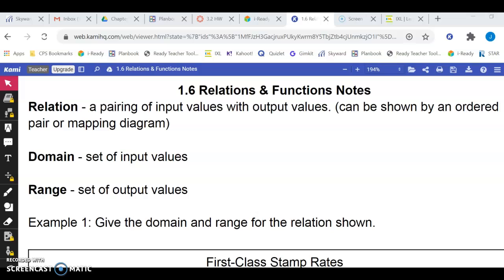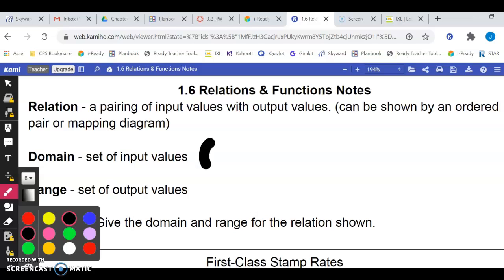We are talking about relations and functions today. A relation is a pairing of input values with output values, and this can be shown by an ordered pair or a mapping diagram or even on a graph. So a domain is the set of input values, and input values are all of the x values.